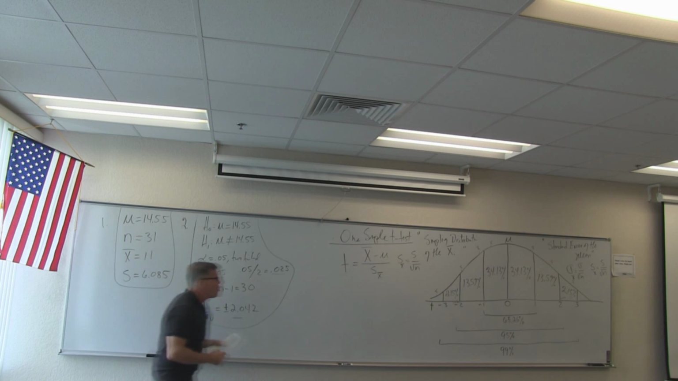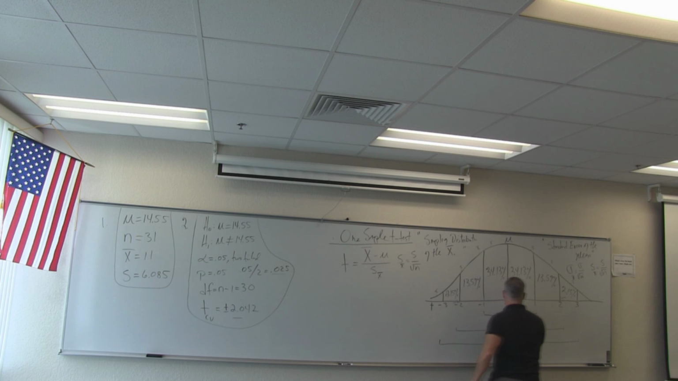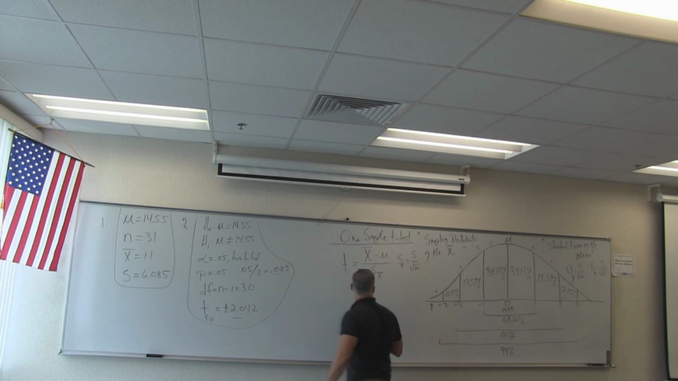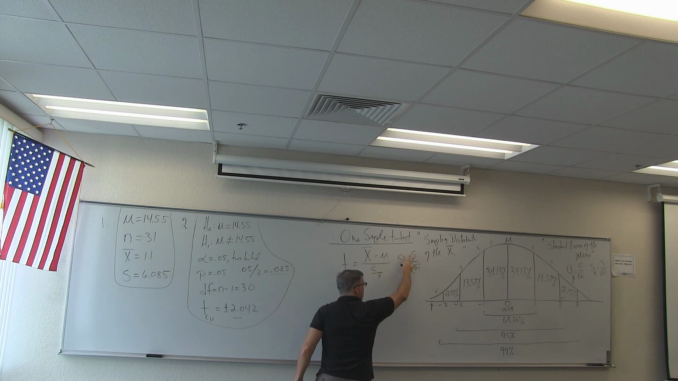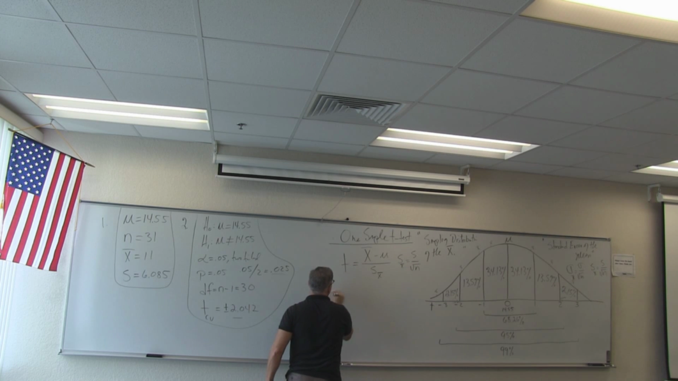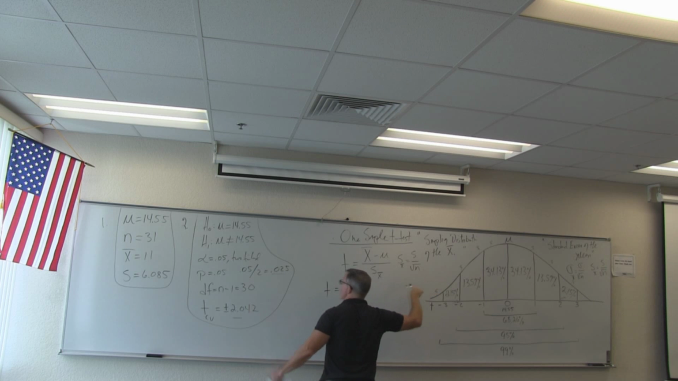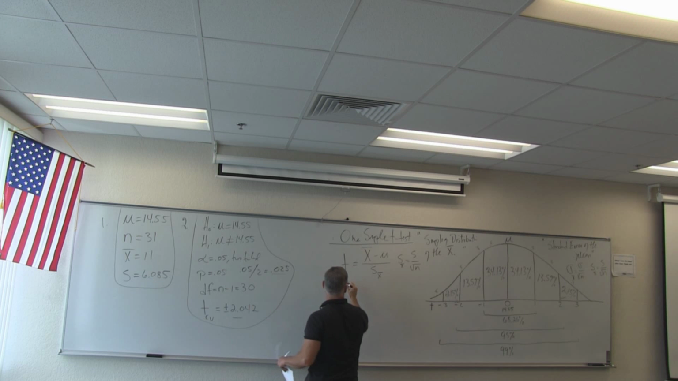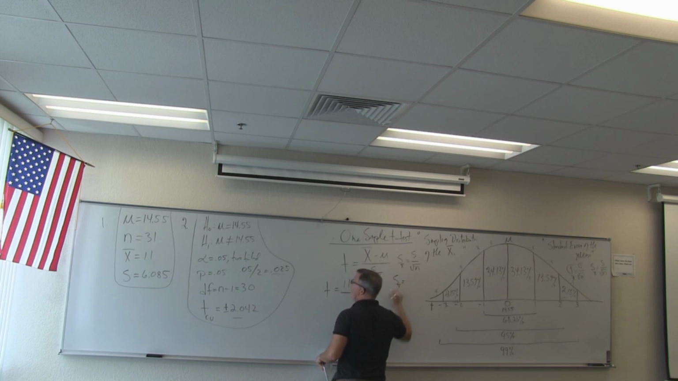We have a population mean of 14.55. Let's compute T with a special emphasis on what's going on, of course, with our standard error of the mean. It's going to tell us a lot as to where this sample mean is going to fall. It's going to fall somewhere over here, I think. X bar 11 minus mu 14.55 over the standard error of the mean. S 6.085 over the square root of 31.